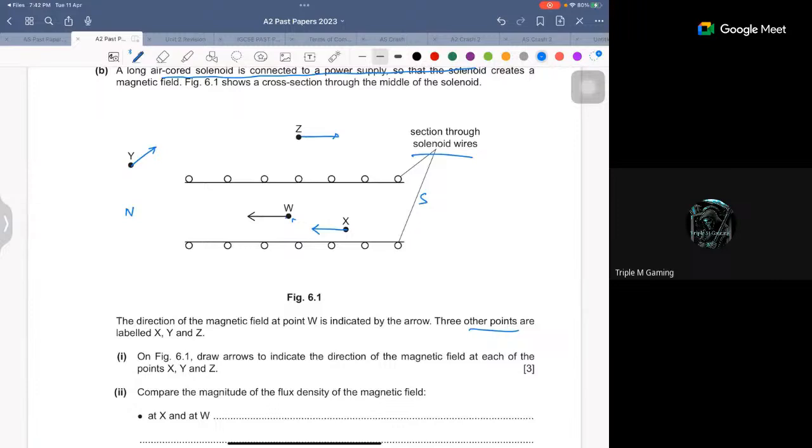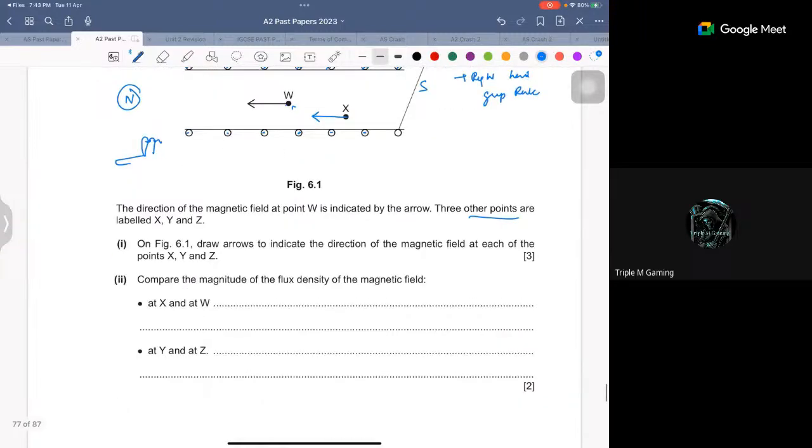That's why it should be this. How did I know? I used the right hand grip rule. This is the Maxwell rule I use, because I know the field inside goes from south to north, so it has to be north here. So my thumb should be here and my fingers should curl this way, which means the current is into the page here, and out of the page here. This is what I should be knowing.